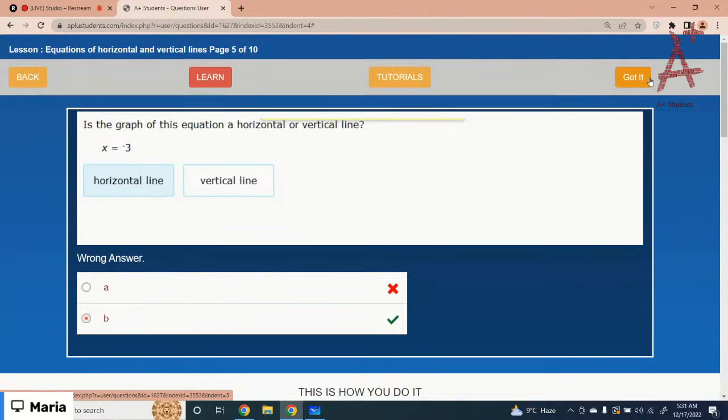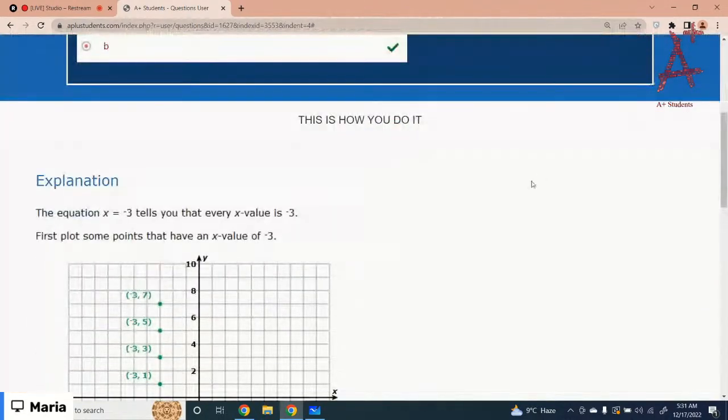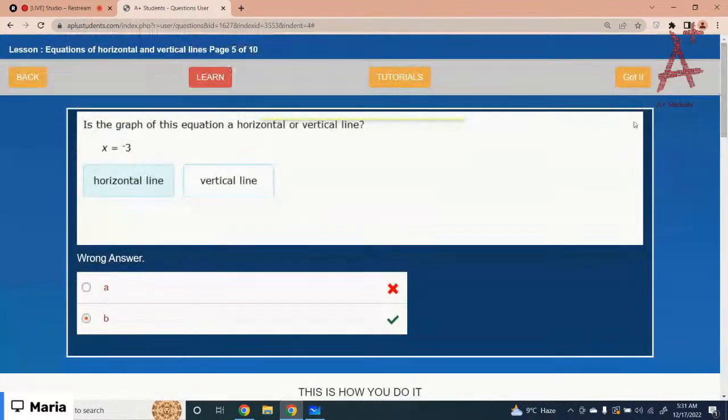Okay, if you are given with the x value, then it is the vertical one. Got it? And if you are given with the y values, then it would be the horizontal one.